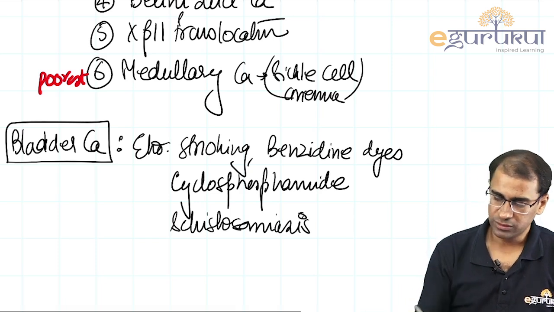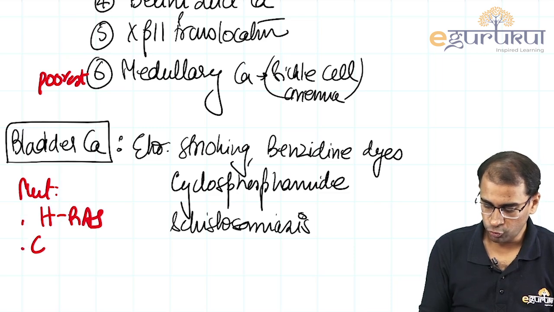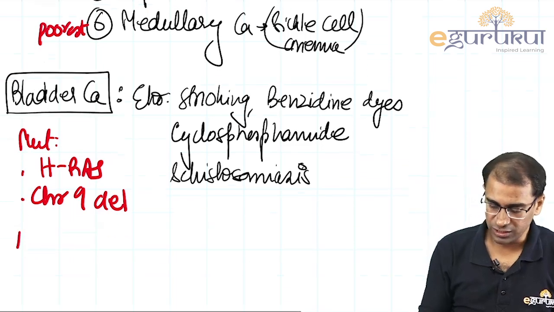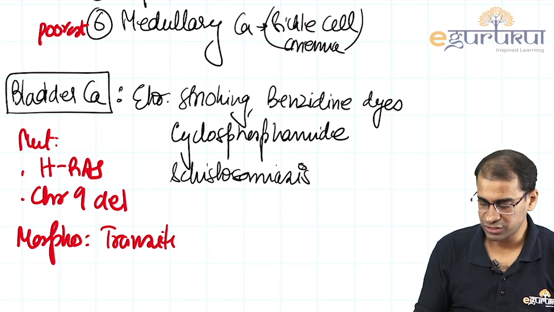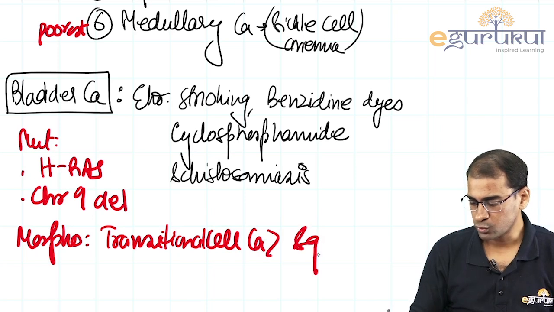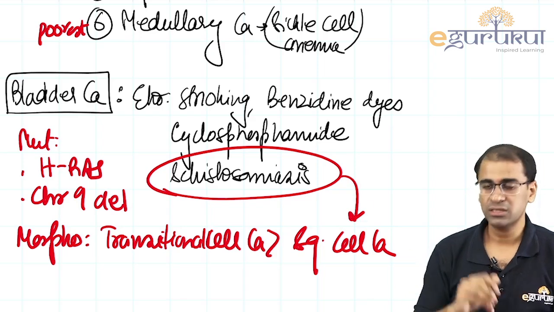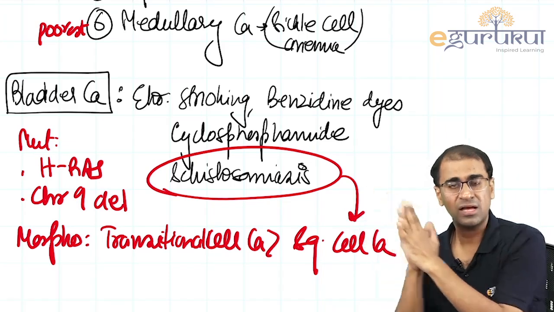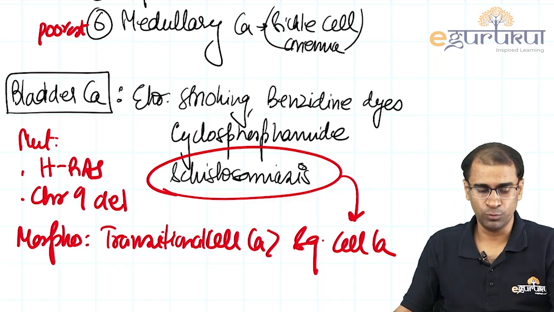What is important to know is, mutation-wise they show the HRAS mutation and chromosome 9 deletion. But what is also important is morphology. Bladder cancer is mostly transitional cell carcinoma, more than squamous cell carcinoma. However, schistosomiasis mainly causes squamous cell carcinoma. I am not saying it will not cause transitional, but the variety due to schistosomiasis is mostly squamous cell carcinoma.